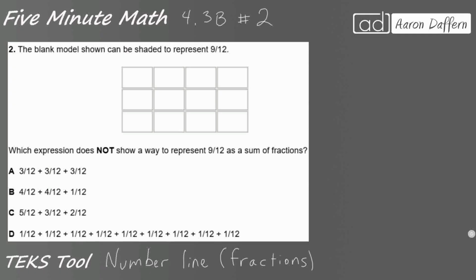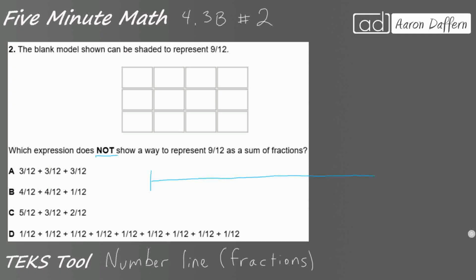All right, so we've got a blank model here that can be shaded to represent 9/12. And we need to find one expression that does not show a way to represent 9/12 as a sum of fractions. So we can use this model here, but sometimes they don't give you a model, and sometimes you can create your own by using a number line. So I want to create a number line here, and we are going to use twelfths.